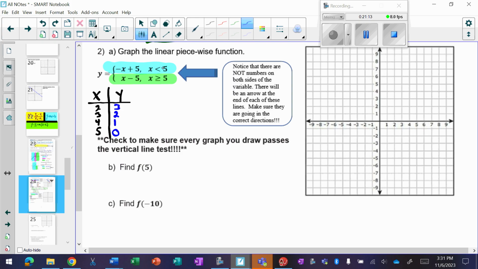Our first circle is supposed to be an open circle when we get to the 5. We are not allowed to use 5 on this part of the graph. So at the point 5, 0, open circle. Next point is 4, 1. I know it's weird that we're going backwards, but remember, we're supposed to be graphing the points that are smaller than 5. So there's the first 4 points that we have in our table.